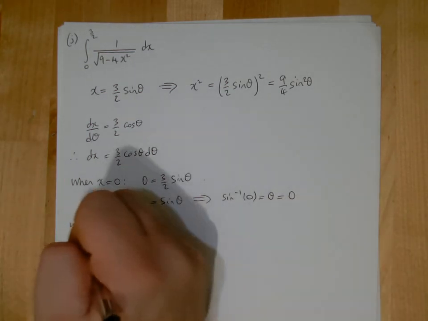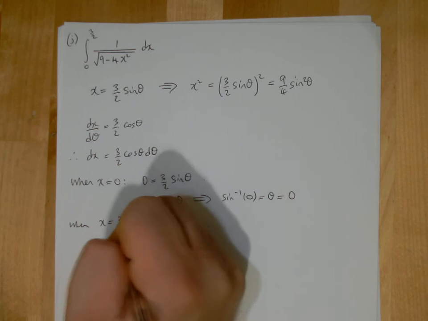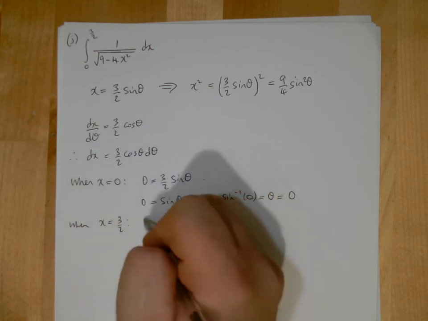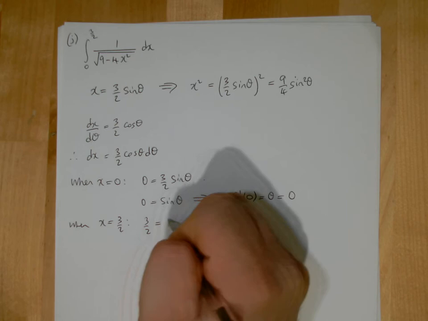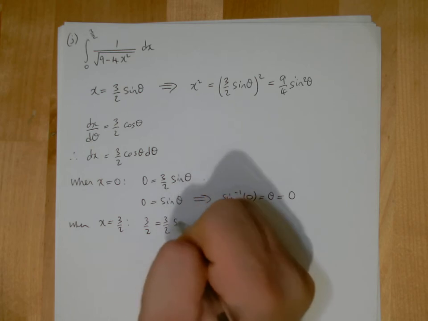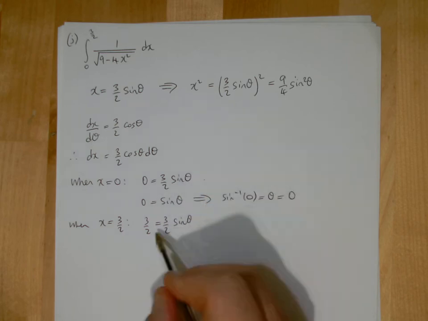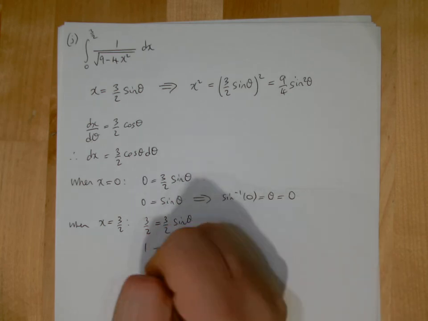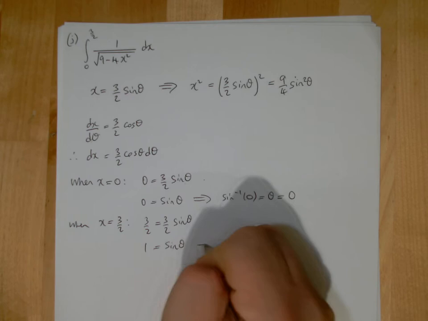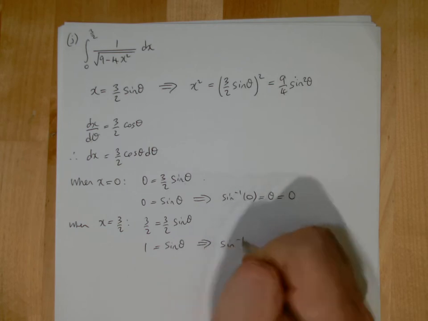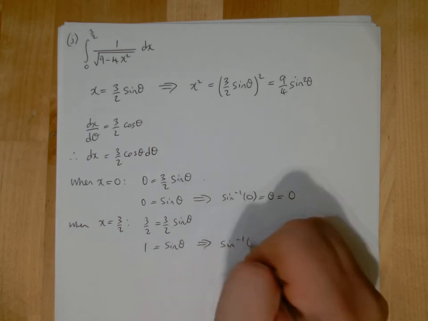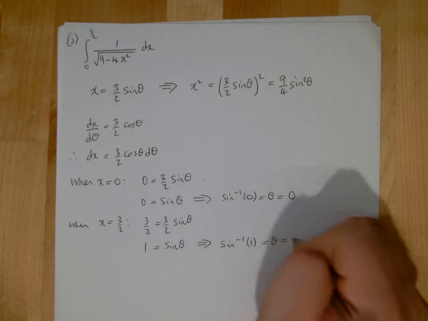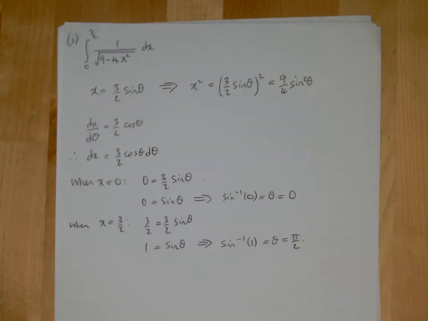Okay, the next one then, when x is 3 over 2, 3 over 2 equals 3 over 2 sine theta. Okay, so they will sort of cancel, or you can take it over and divide or whatever, you end up having 1 equals sine theta. So we do then take the sine over, sine to the minus 1 of 1 equals theta, and that just comes out to be pi by 2, right? If we do that on your calculator.